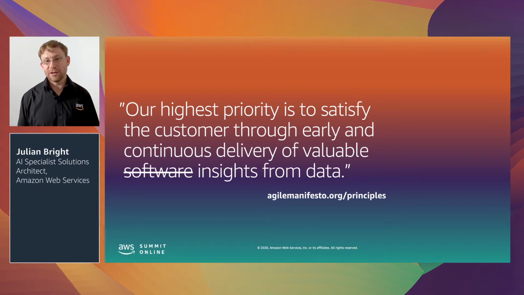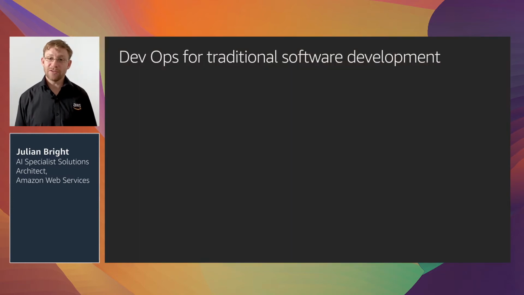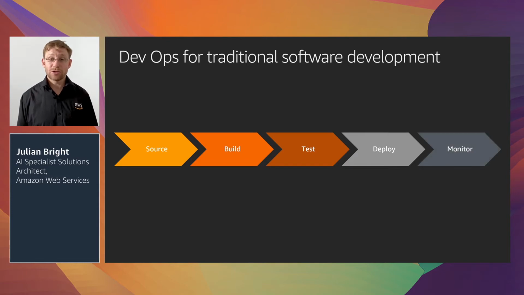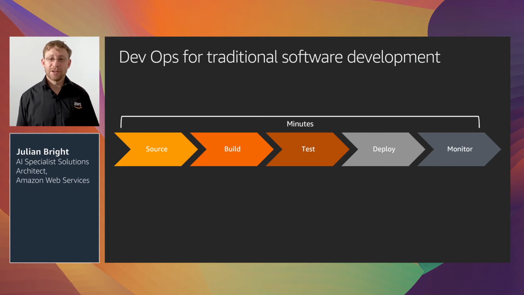So, how does that differ from traditional DevOps? Well, if we look at the software development lifecycle, what we see are steps from building source through to testing that source code, deploying that source code, and then monitoring that source code. And this is typically done through a continuous delivery pipeline, which is often completed in a matter of minutes.